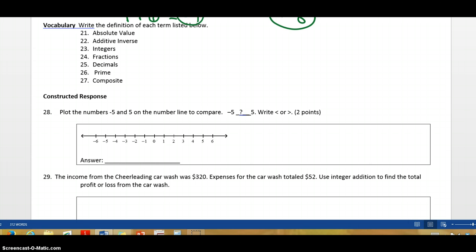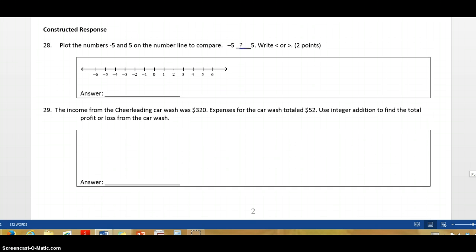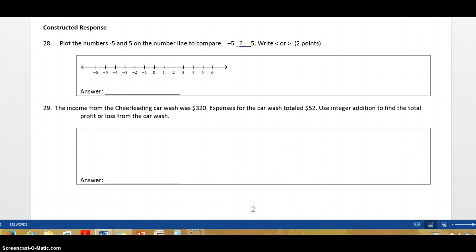So make sure you have something like that on your paper. You'll see very similar definitions from our notes on your test tomorrow. So if you need to review those, please do. The last 2 questions are a constructed response. So since this is constructed response, hopefully if it calls for it, you will write a full sentence, complete thought. For 28, we won't have to write a sentence for this one.